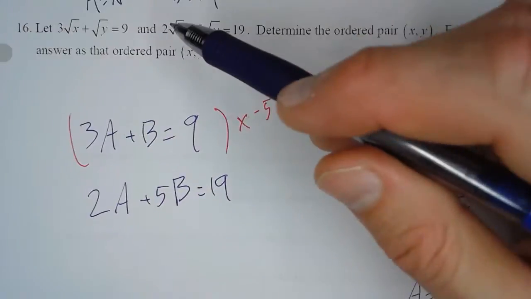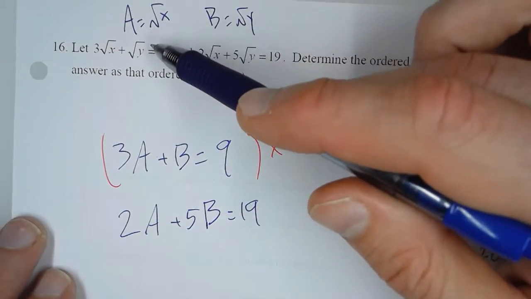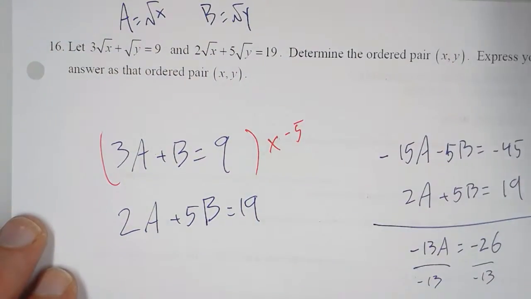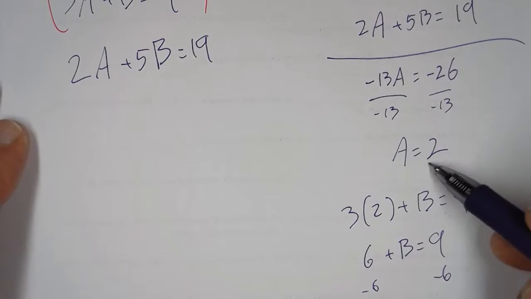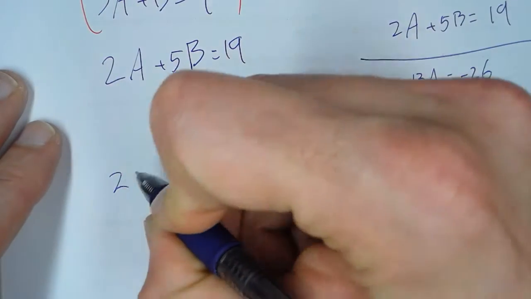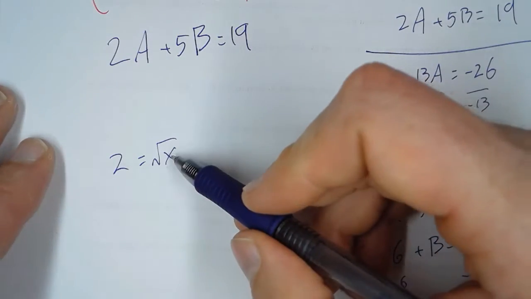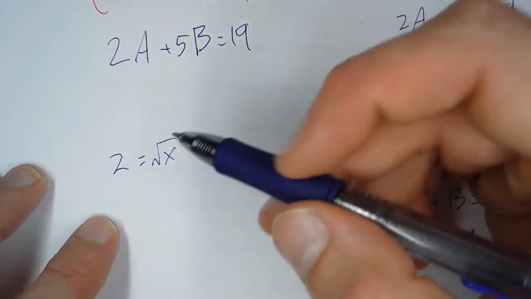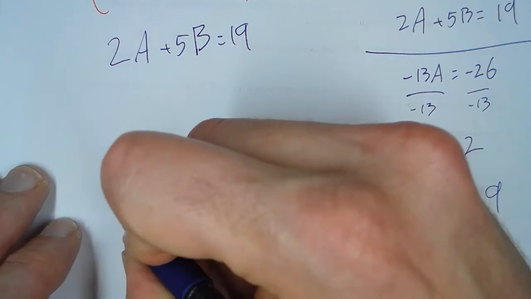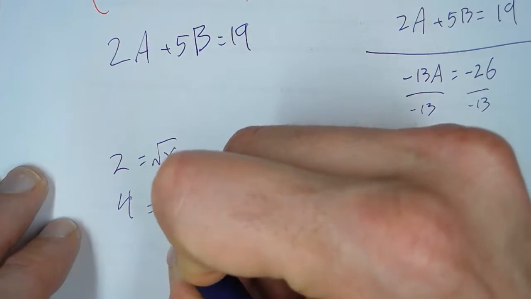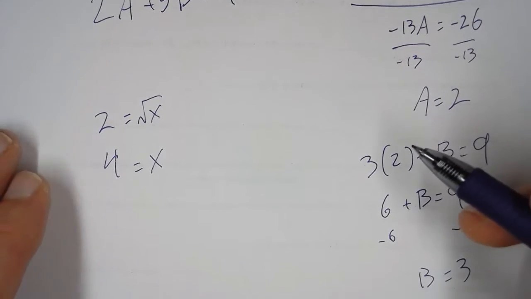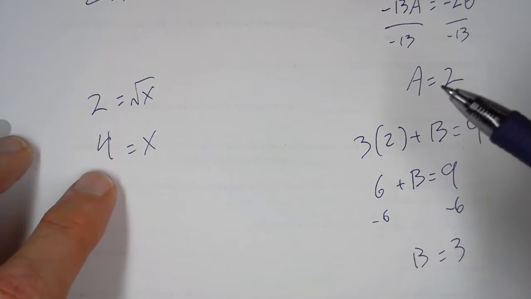Now we have to be careful because we want it as the ordered pair x and y. So we have to go back up here and remember, wait a minute, what is a? a is equal to square root of x. Now since we already found a is 2, we can say 2 equals square root of x. So what was x? Well, if we square both sides, we get 4 over here, and we get x over here. So that's what x is.